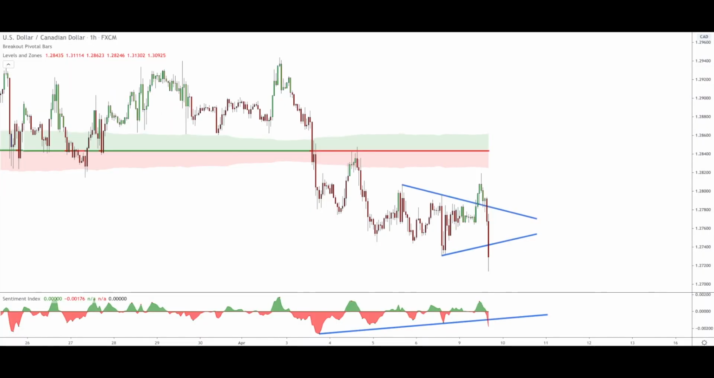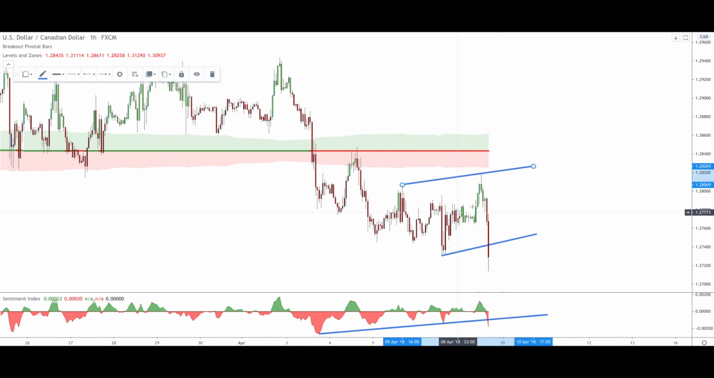Okay, so we just got our breakdown. The consolidation actually looks more like this because the price moved a little bit higher, and actually it's even nicer because it's a downward retracement. But the most important thing is that right now we have a breakdown. It's a valid breakdown because it's a red candle, so the Breakout Pivotal Bars says it's a valid breakdown.